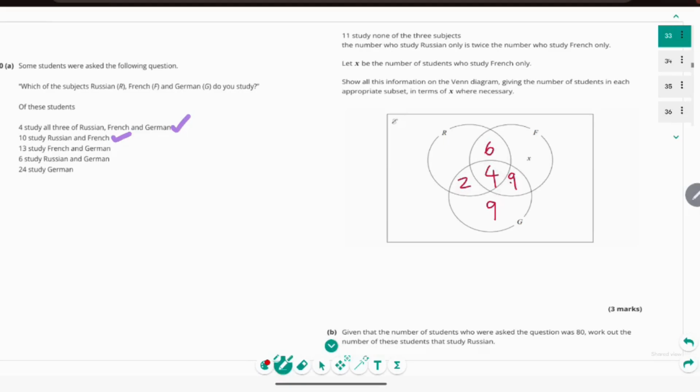11 study none of the 3 subjects. The number who study Russian only is twice the number who study French only. So French only, they've already got X, so Russian must be 2X, right? Show all the information in the Venn diagram, given the numbers of the students in each appropriate subset in terms of X if necessary.